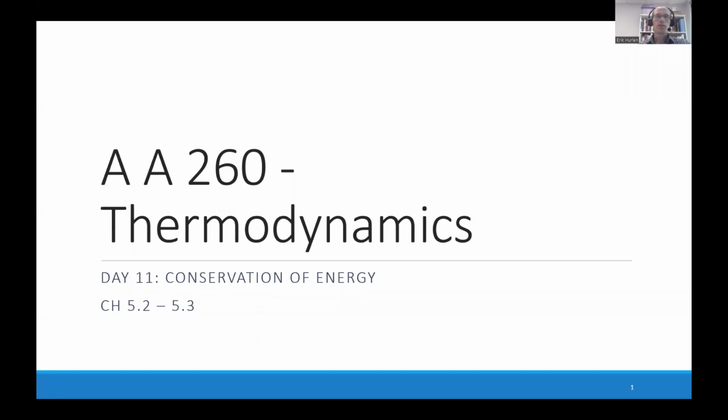Continuing dealing with open systems, in the last video, we applied a control volume analysis to conservation of mass. Today, we will do a similar analysis, but now for the first law of thermodynamics, conservation of energy.